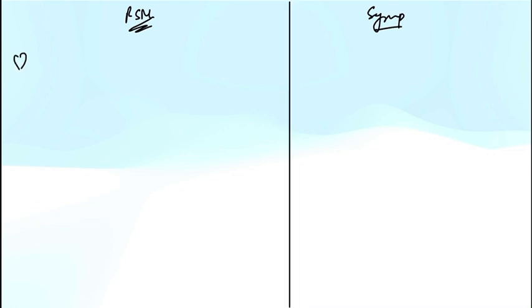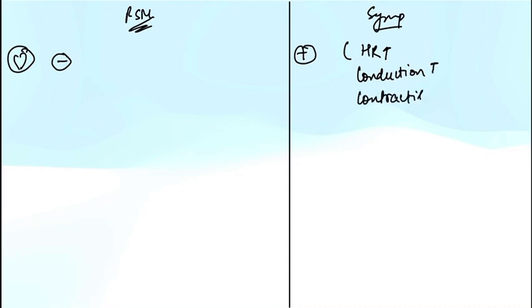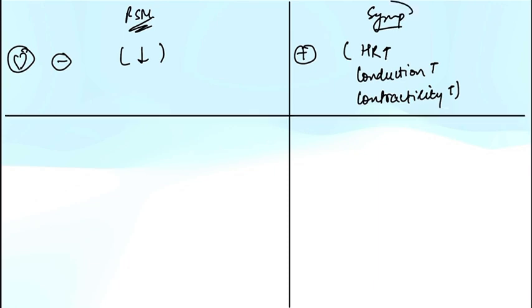For instance, if we talk about the parasympathetic system and the sympathetic system in the heart, the parasympathetic system is inhibitory to the heart and the sympathetic system is stimulatory to the heart. What does that mean? Under the sympathetic system, the heart rate will increase, the conduction through the SA node and AV node will increase as well, and the contractility of the heart will increase. But under the parasympathetic system, all of these will decrease.